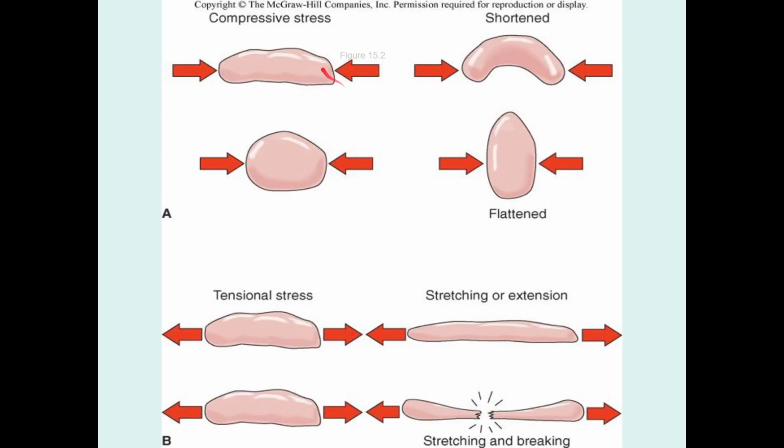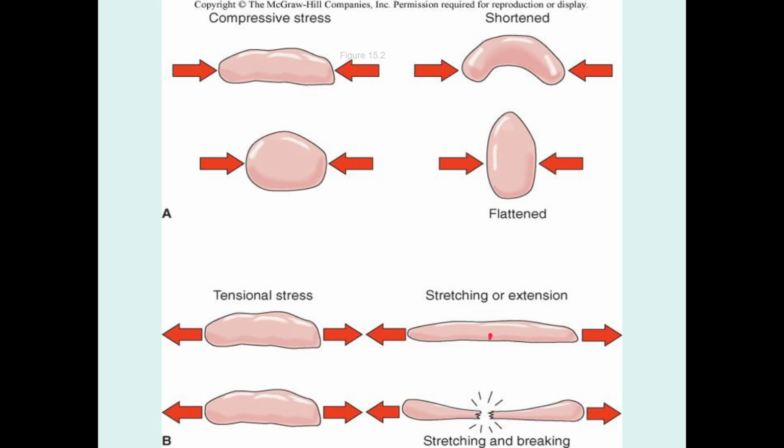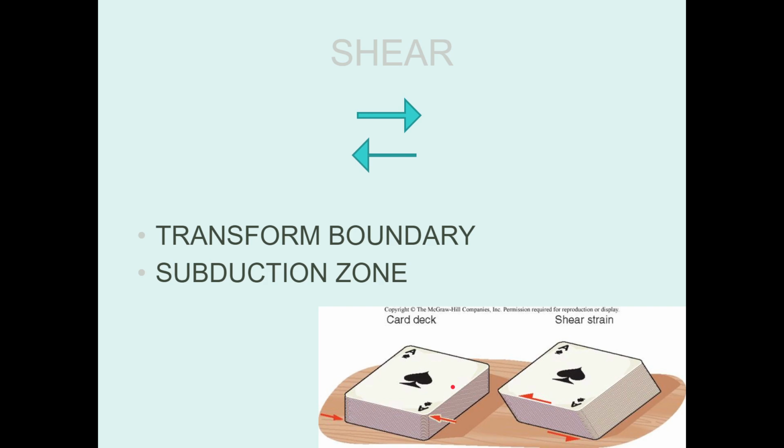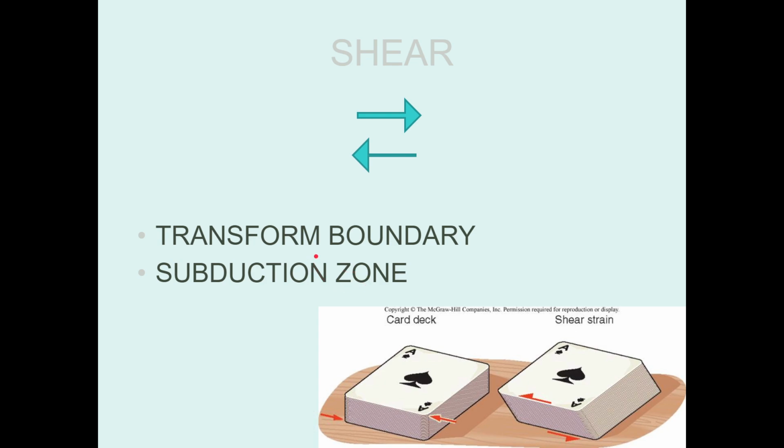So compressive stress will shorten and thicken. Tensional stress will stretch things out and also make it thinner, or it can even break it. Shear stress is something we'll see at a transform boundary, also a subduction zone. So as a piece of oceanic crust is getting subducted underneath the continent, the top of it can be sheared off by the continental crust.